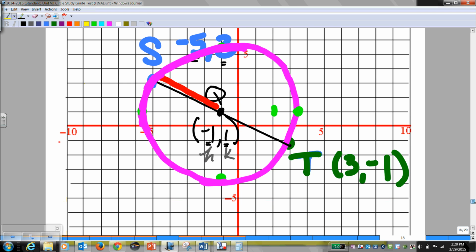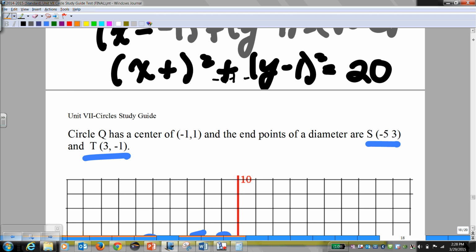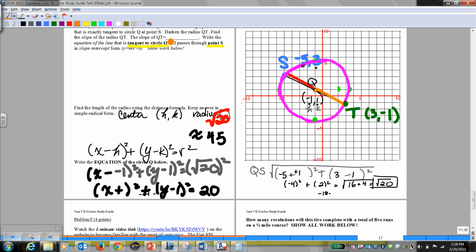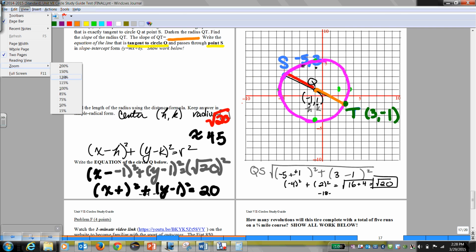It also asks you to darken Q to T. Let's start by doing that. We're going to darken Q to T, and we are asked to find the slope of QT. So to find the slope of QT, we're simply going to bunny hop it.